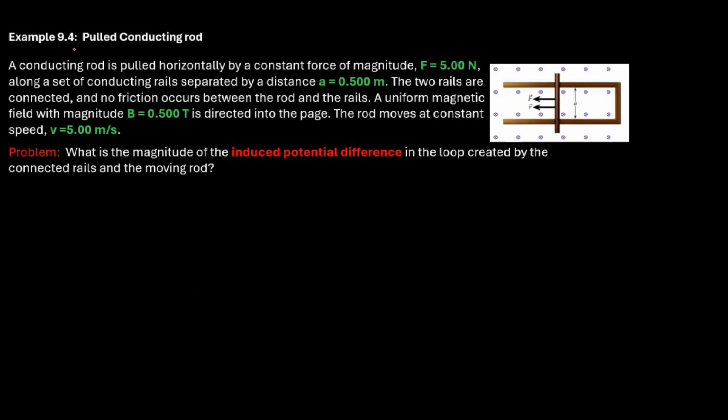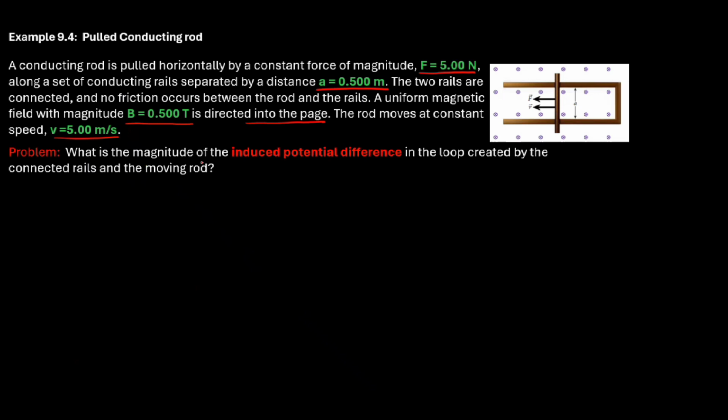Example 9.4. A conducting rod is pulled horizontally by a constant force of magnitude F equals 5 Newton along a set of conducting rails separated by a distance of A equals 0.500 meter. The two rails are connected and no friction occurs between the rod and the rails. A uniform magnetic field with magnitude B equals 0.500 Tesla is directed into the page. The rod moves at constant speed of 5 meters per second.